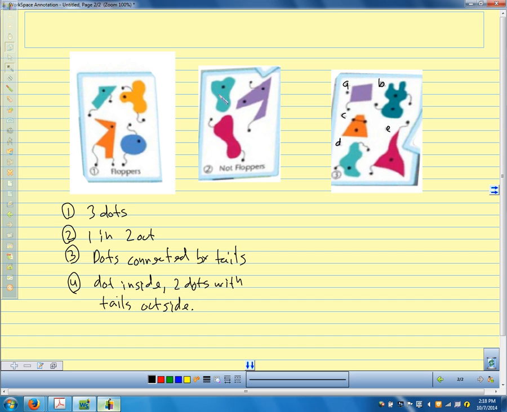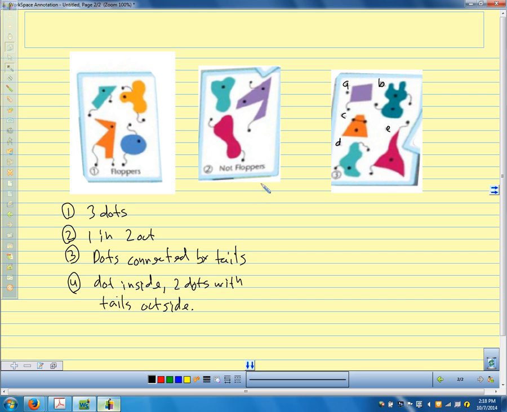So why is this one not a flopper? What's wrong with this one? Doesn't have three dots? How about this one? This one has four dots. What's wrong with this one? Too many dots, and it has two inside. Why is this one not a flopper? It only has two. It doesn't have a dot inside.